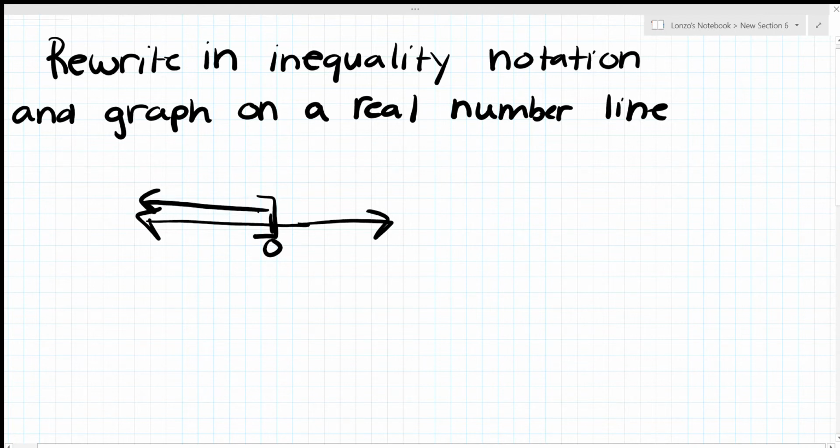In interval notation, it's like saying negative infinity, right? Because it's going from negative infinity, and then it stops at 0, and then we're not going to use a parenthesis. We're going to use a bracket because it's included, and that's really saying x is less than or equal to 0, right? Here's 0, less than or equal to 0.